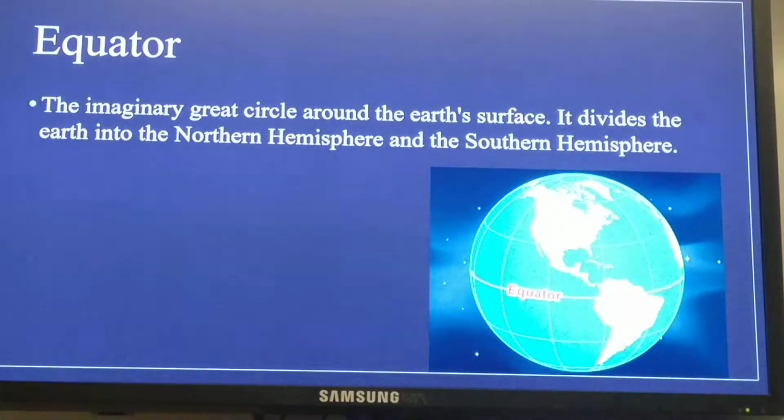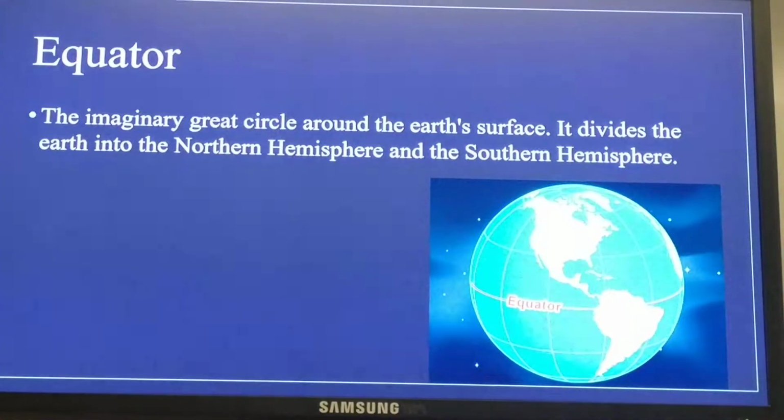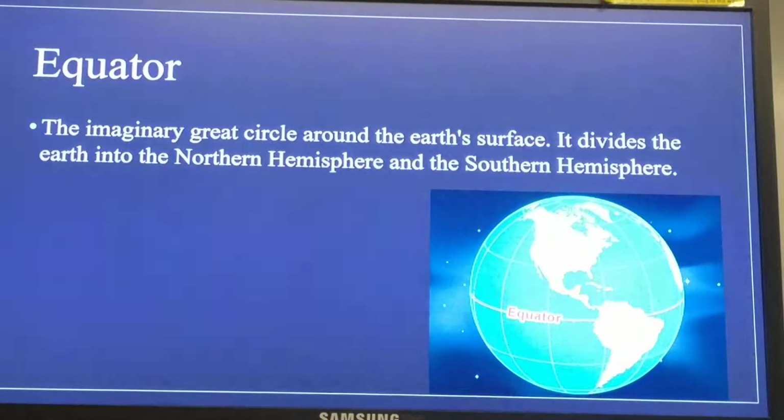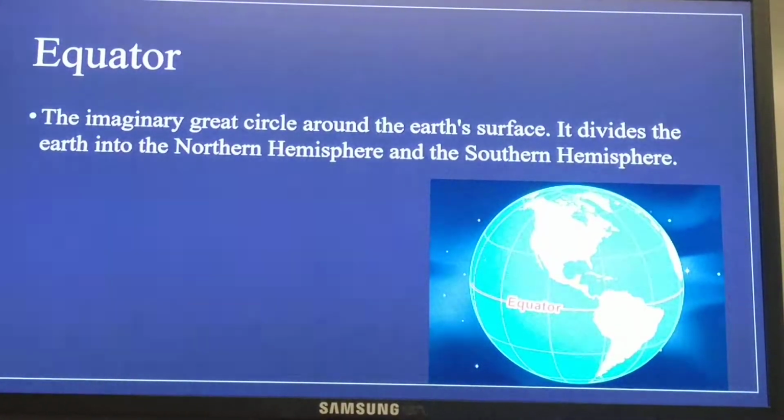The equator is an imaginary great circle around the Earth's surface. It divides the Earth into the northern hemisphere and the southern hemisphere.